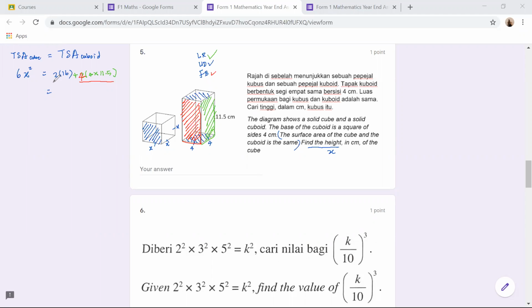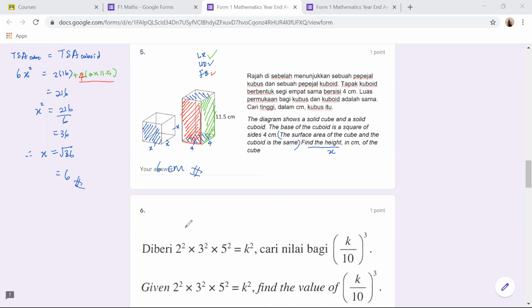And then, so we have 216 here. That will be 6x squared. So x squared will be 216 divided by 6. So we have 36. Therefore, x will be square root of 36. Bring the square across now, becomes square root. So we got 6. So the height is actually 6 cm. That's it. That's our answer.